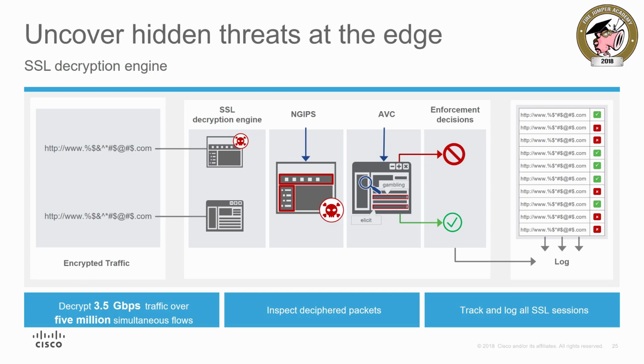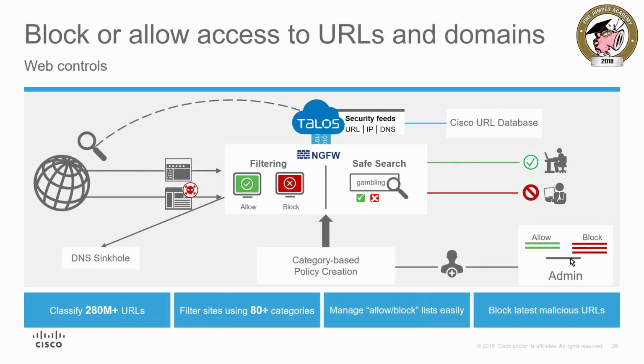Once traffic is decrypted, you can enforce granular web controls to block or allow access to URLs and domains. URL filtering makes it easy to minimize your exposure to web-based threats. Access control can be as broad or specific as needed to restrict access to harmful or inappropriate sites. In addition, Cisco teams have categorized over 280 million URLs into more than 80 categories, and we're adding new URLs to this categorization structure all the time. Now you can block sites and subsites based on category instead of on the specific name or keyword.